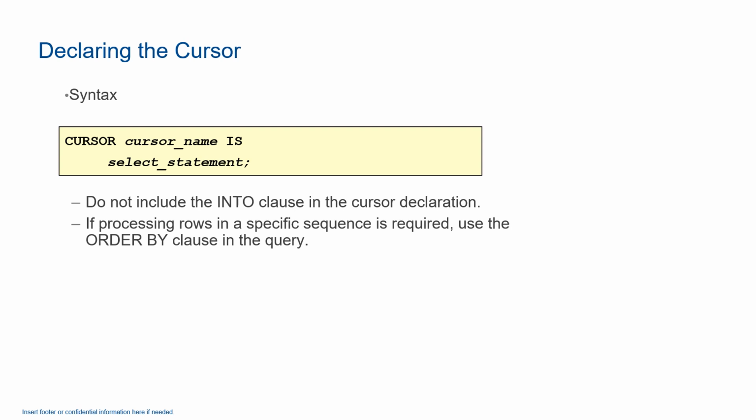Okay, so this is the syntax. Cursor name is select statement. You have to write a select statement. Do not include the into clause in the cursor declaration. In earlier slides, you must have seen an into clause because there was only one row. But if there is more than one row, we have to use explicit cursors, and we don't write any into clause. If processing rows in a specific sequence is required, use the order by clause in the query, in ascending or descending order.